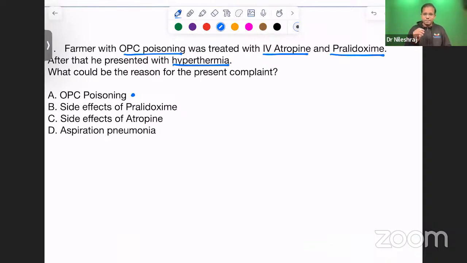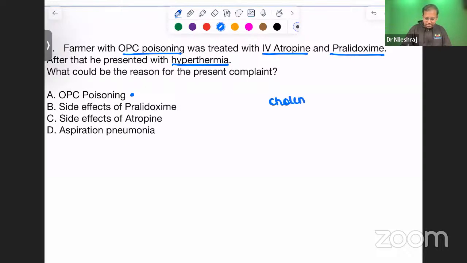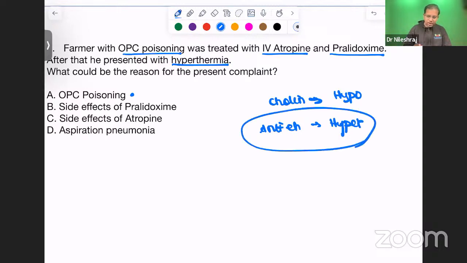OPC poisoning patients will land up in what? Hypothermia or hyperthermia? SLUDGE, remember that mnemonic? S is for salivation, L is for lacrimation, U is for urination. One more thing is there, sweat secretion. This sweat secretion will be very high for a patient with OPC poisoning, which means the temperature will drop down. So hypothermia will be seen with cholinergic agents. Remember this? Cholinergic agents will produce hypothermia, whereas anticholinergic agents will produce hyperthermia. Temperature is going to be increased by anticholinergic agents.